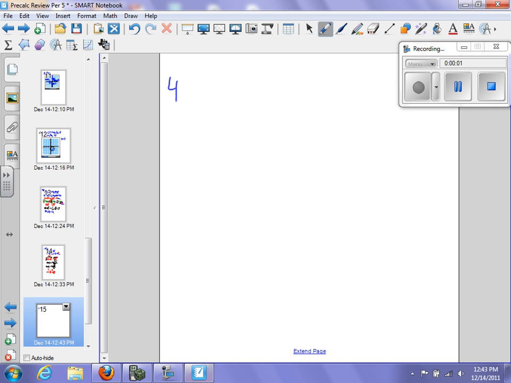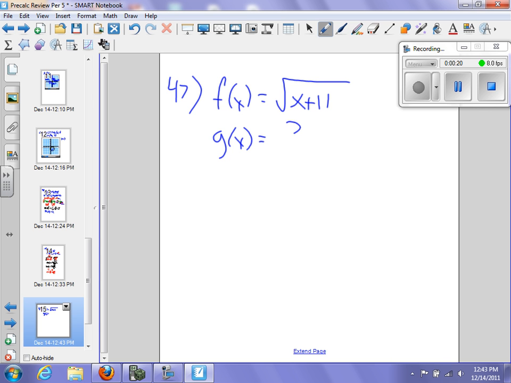We're going to do number 47, or at least we'll give it a try here. Okay, so I'm given two functions. f of x is equal to the square root of x plus 11, and g of x is equal to 2 over x, right? And what I'm supposed to find is f times g of x. So what they're telling me to do is they want me to multiply my two functions together.